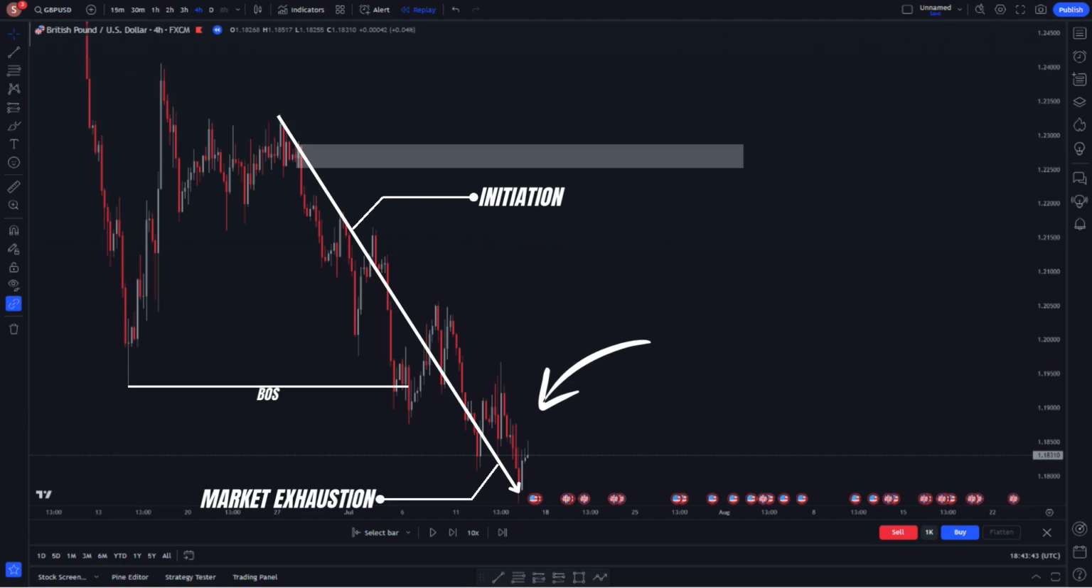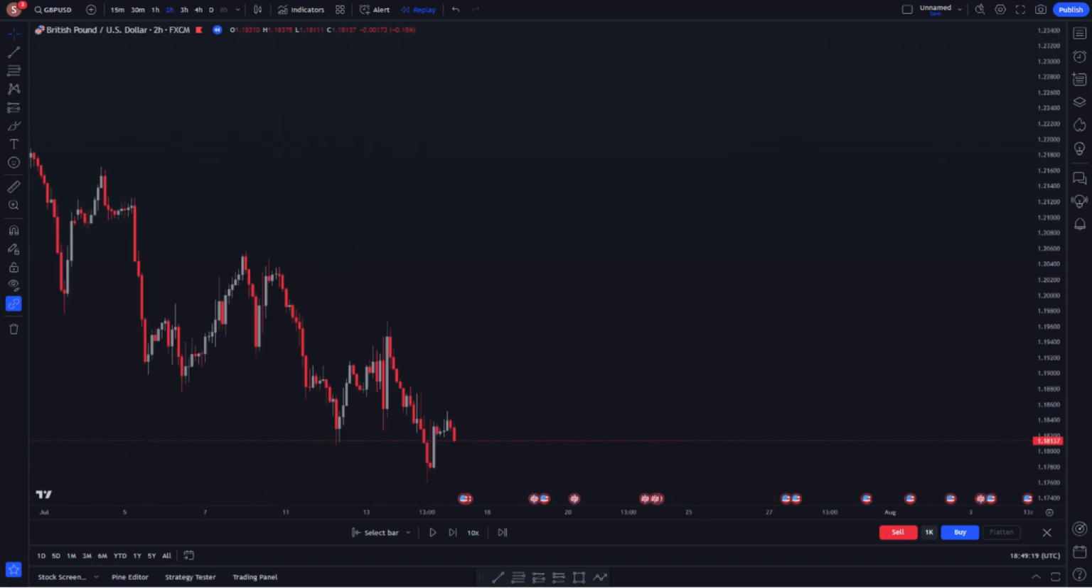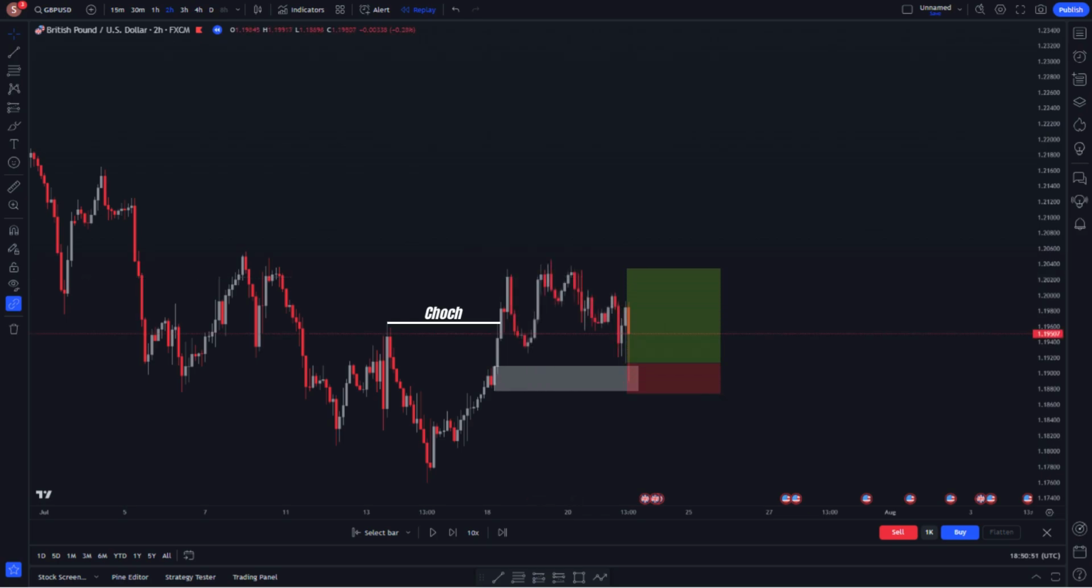What you have to do here is transition to the lower time frame and wait for the market to break above this local swing high. This indicates that we are now in the pullback phase and can start looking for buying opportunities. Identify your demand zone and wait for the market to retest it. Execute your buy orders, and the market will most likely respect your setup.